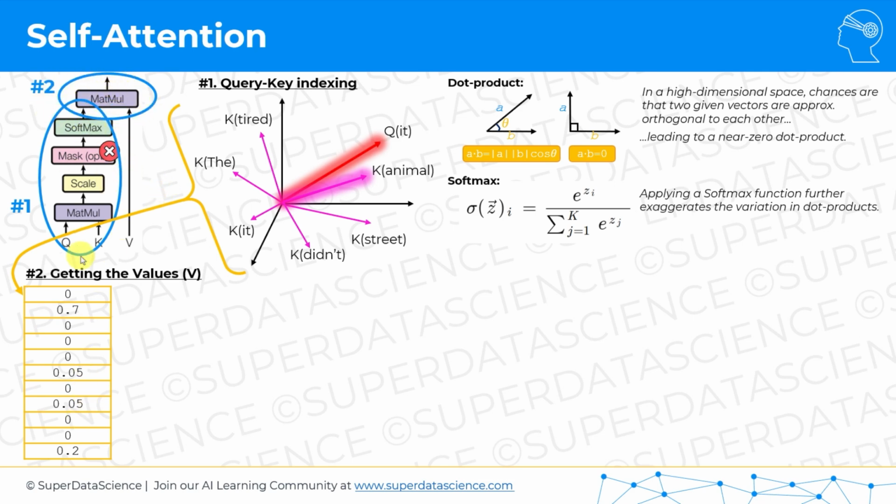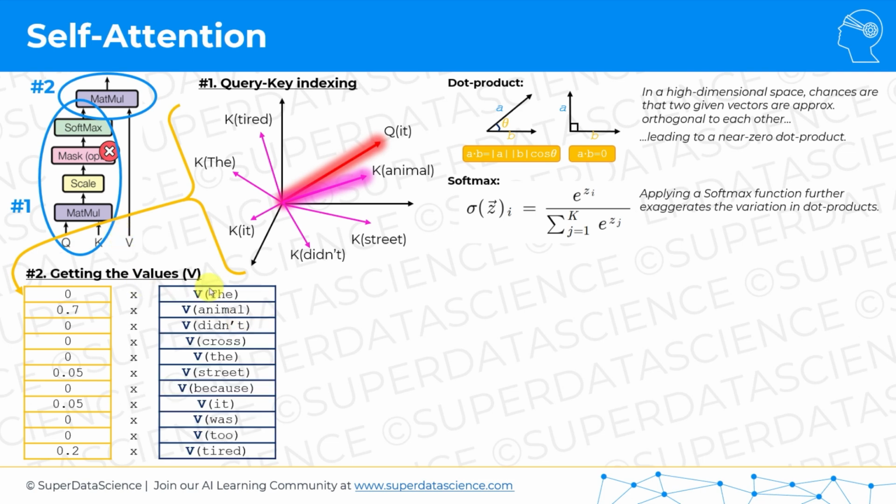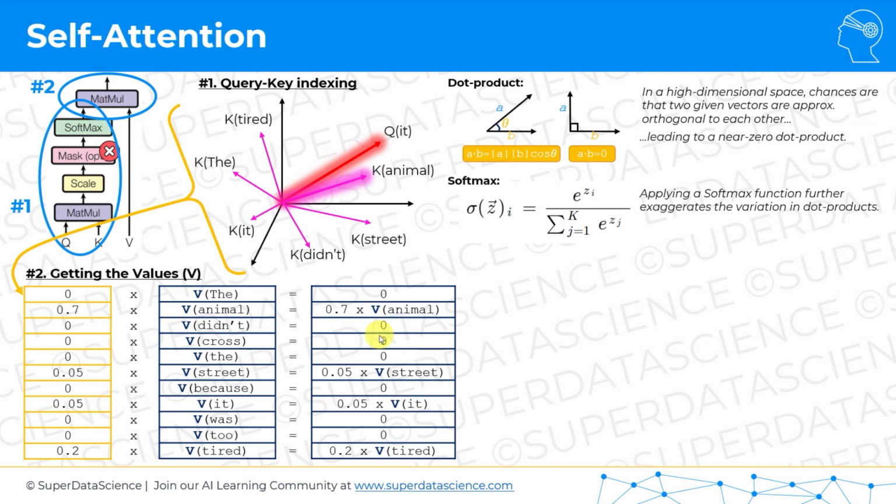So that was the first. The dot product is this first matrix multiplication. The second matrix multiplication is when we take this result and multiply it by the vector v's. So here we have each vector v for each word. So "animal", "didn't", "cross", and so on. For example, in this case, the words "cross" or "didn't" are irrelevant to the context of the word "it". So they get zeros. As a result, they're not going to be included in the context.